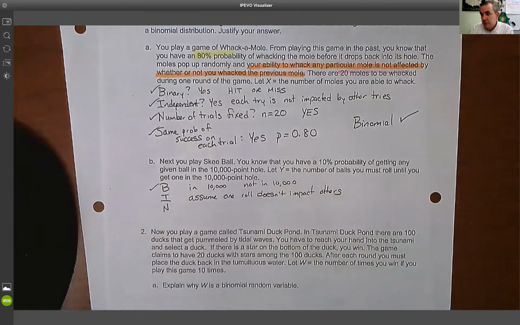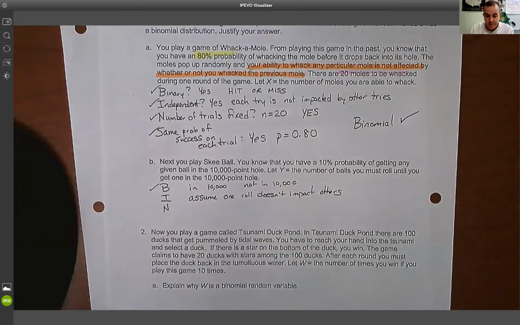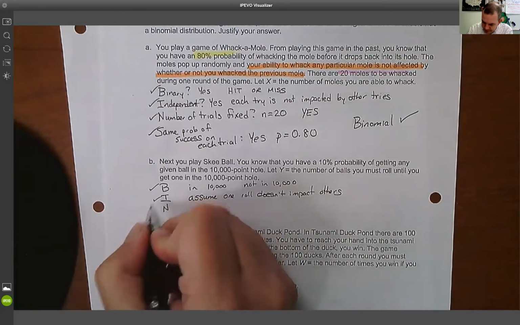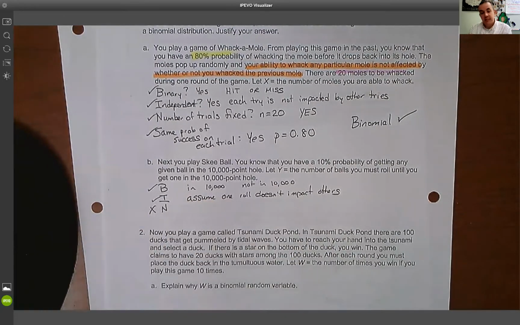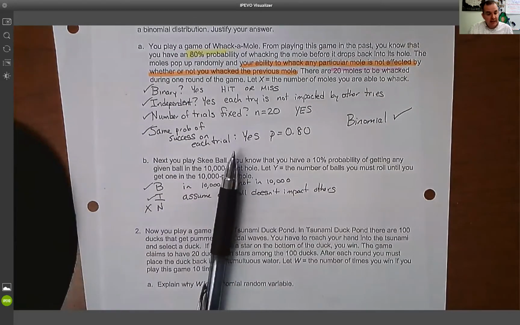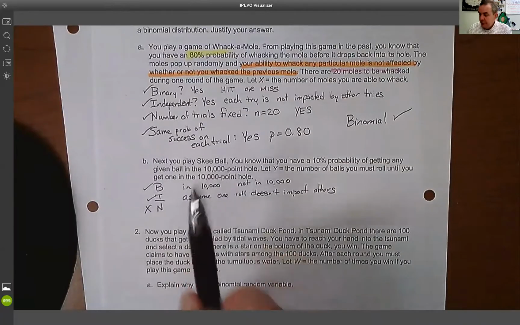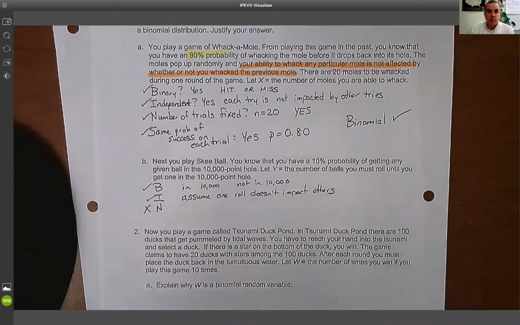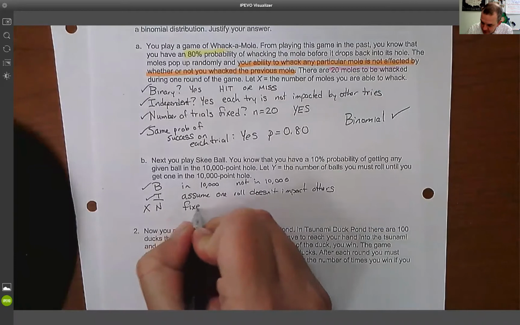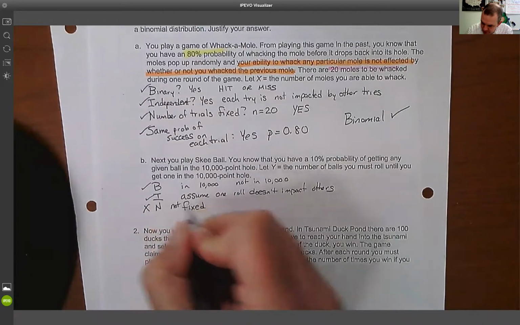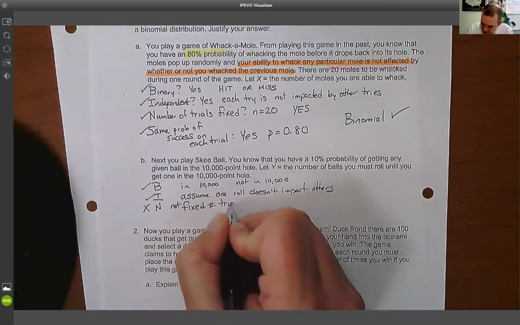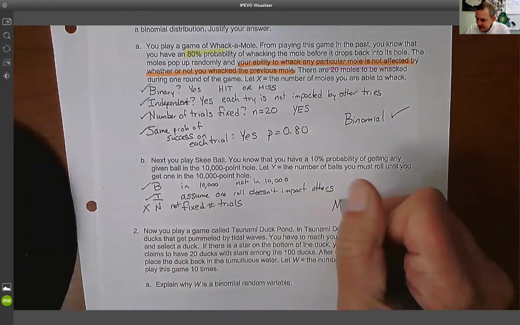N, fixed number of trials. Well, this is not the case. We don't meet the N part, because we don't know if you make it on the first one, the second one, the third one, the fourth one, the fifth one. It could be any number. So in this case, it's not a fixed number of trials. So this is not binomial.